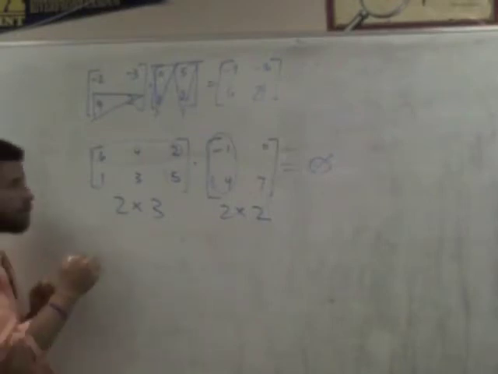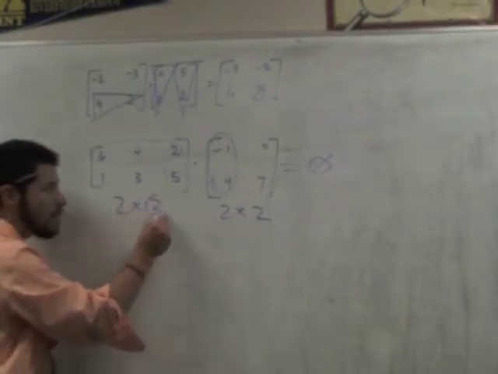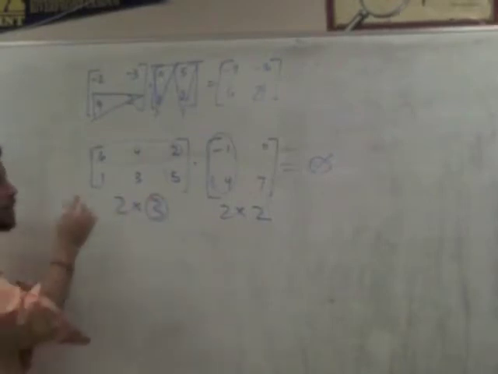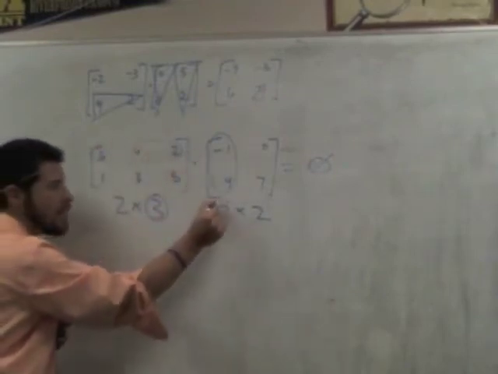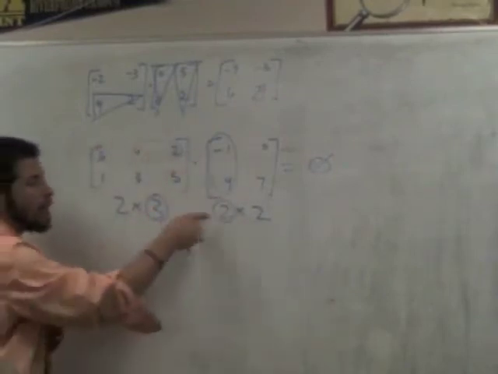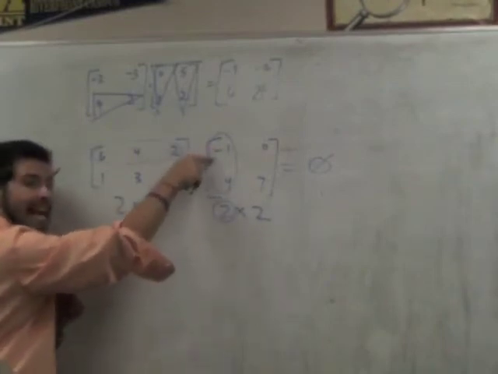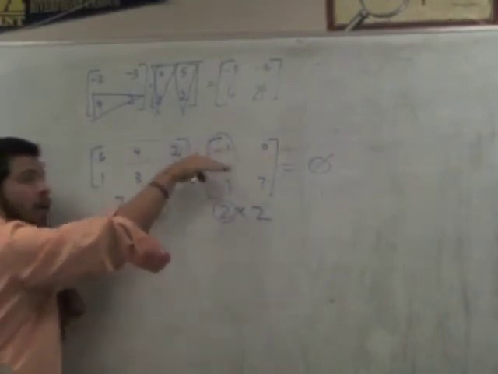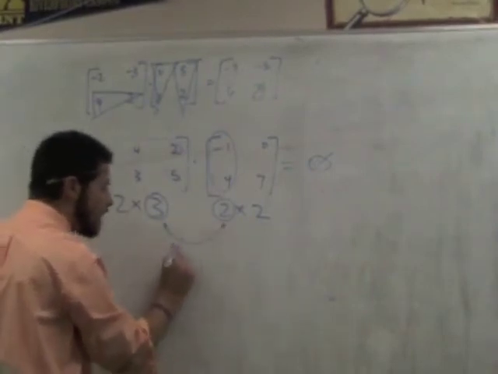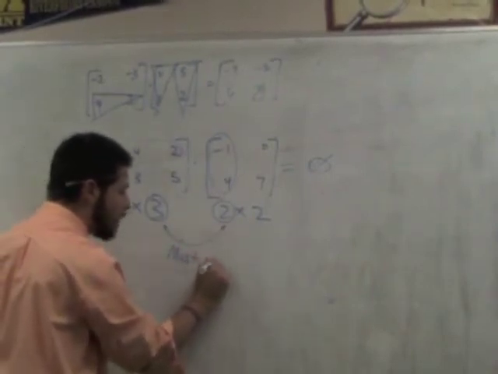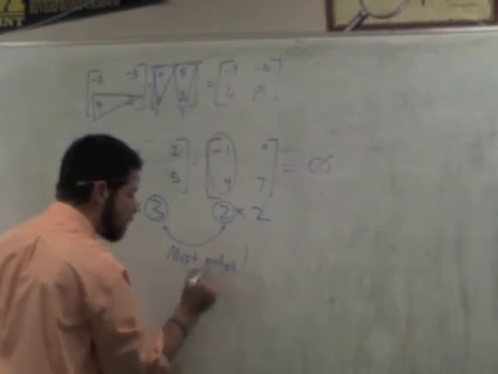How can we say that? This is what tells you how many numbers are in each row, because there's 3 columns. This is what tells you how many numbers are in each column in the second matrix, because there are 2 rows. These numbers right here must match in order for this to work. And since my numbers do not match in this problem, that's the reason why we have no solution. Does that make sense to you?